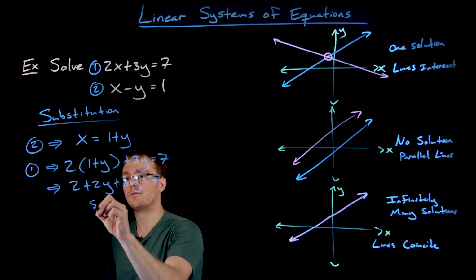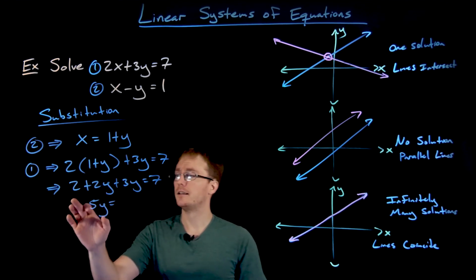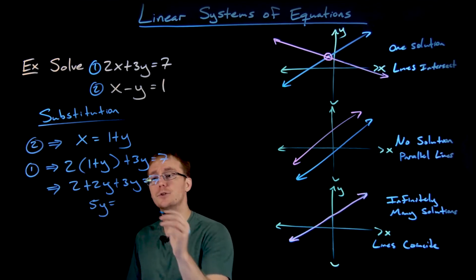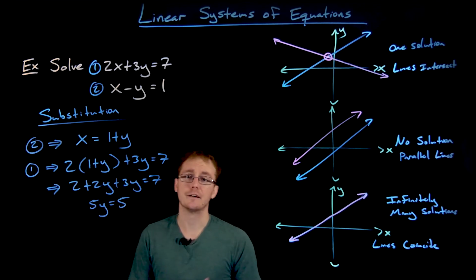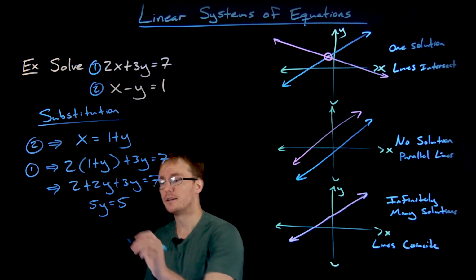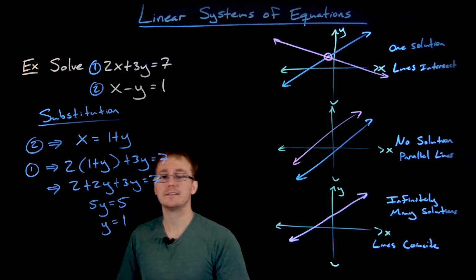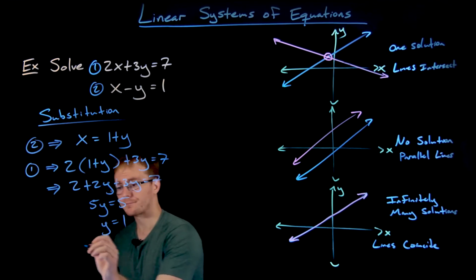And now we need to combine like terms, move some stuff around. Looks like we have 5y on the left-hand side. If we then subtract that constant of 2 from each side of our equation, we get 5y is equal to 5. Dividing both sides by 5 tells us that y is equal to 1.